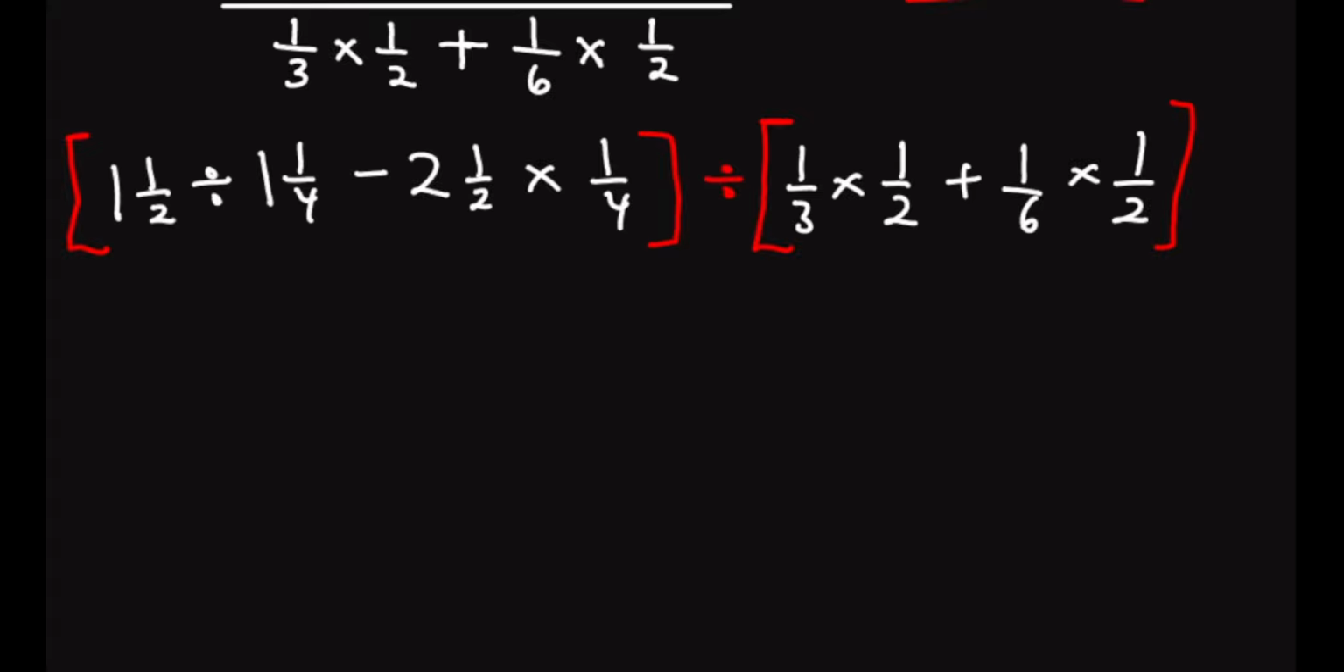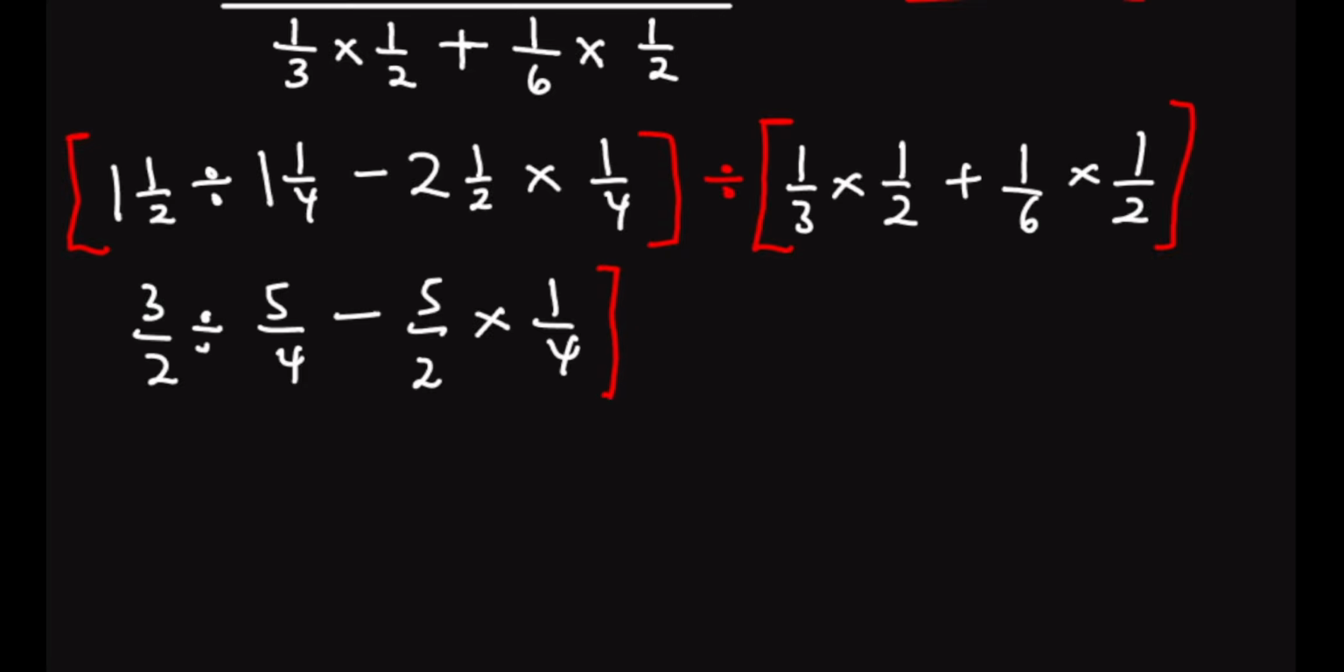Now we simplify here. We change every mixed fraction to an improper fraction. So 1 times 2 here gives us what? 2, plus this one gives us 3. So 3 over 2 divided by 1 times 4 gives us 4, plus 1 gives us 5, so 5 over 4, minus 2 times 2 gives us 4, plus 1 gives us 5 over 2, then times 1 over 4, and we close the bracket beautifully like this.